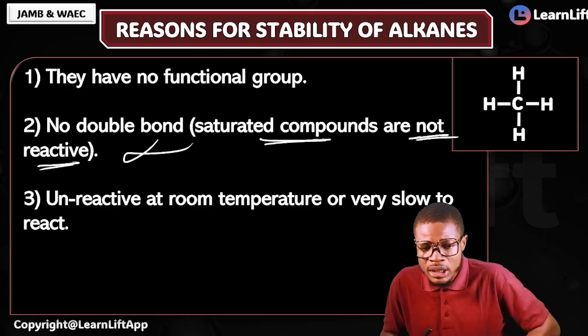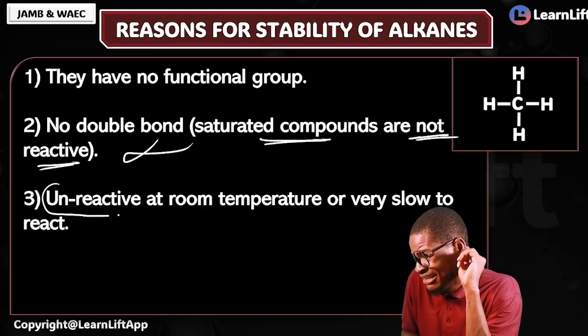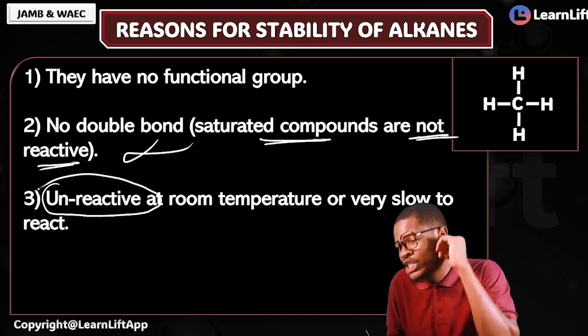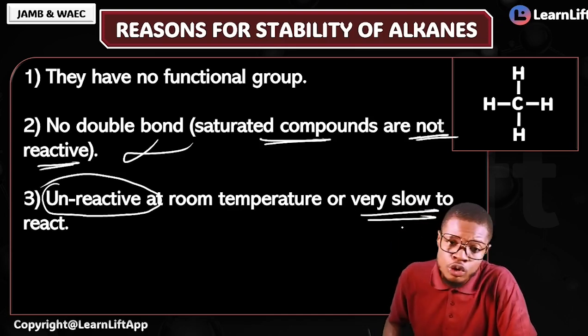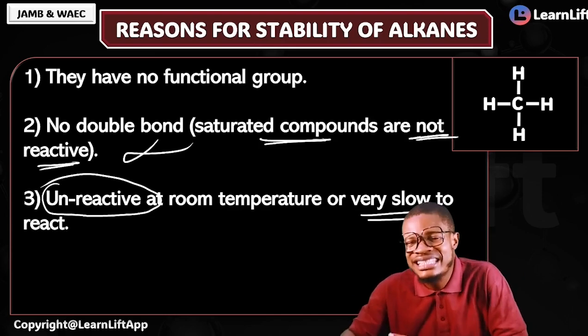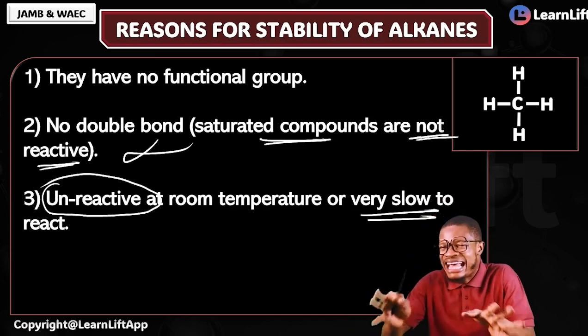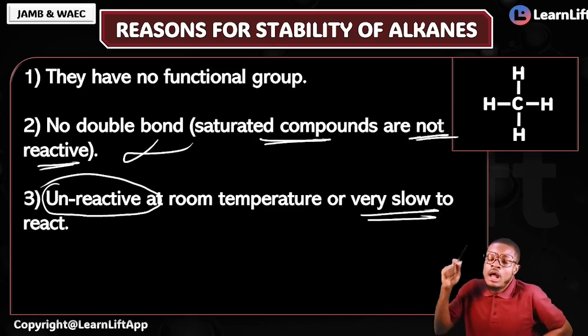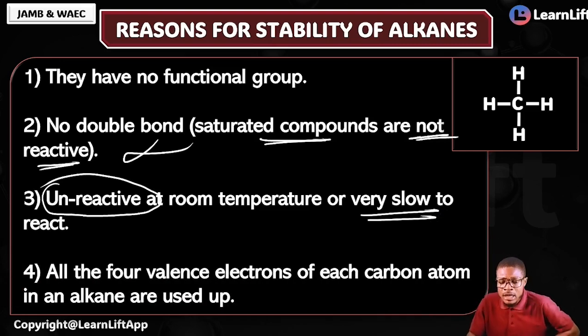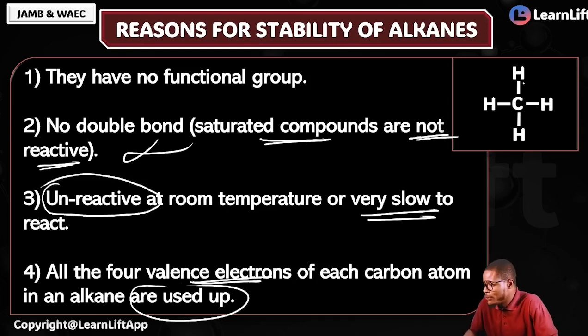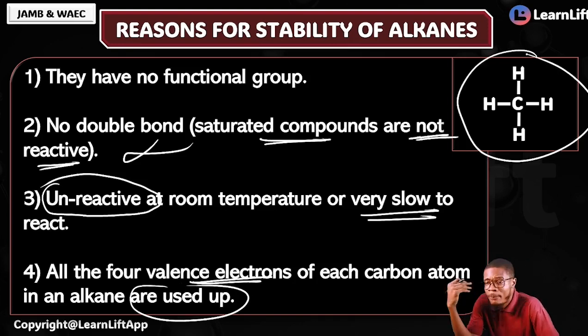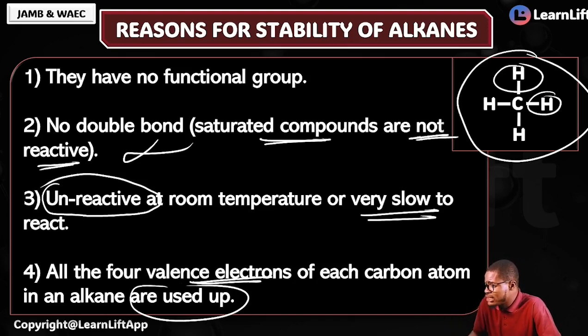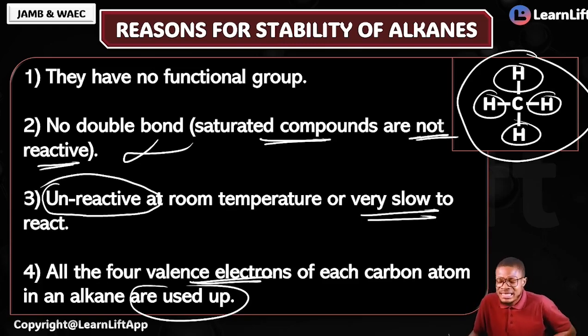Now, number three, very quickly, they are unreactive at room temperature, or very slow to react unless you decide to catalyze it or you are applying heat to it. That's under the reactions of alkanes. We'll get to the class shortly. Number four reason for the stability of alkanes is that all the 4 valence electrons of each carbon atom in the alkanes are used up. Take, for example, your methane. The carbon is tetravalent. All the 4 of them are used up. Are you getting it now?